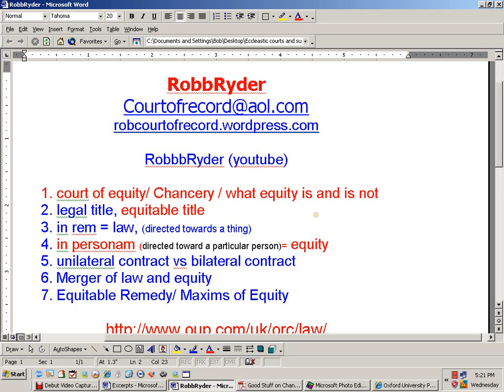What's the difference between a unilateral contract versus a bilateral contract? Merger of law and equity, equitable remedy, maxims of equity. Wonderful stuff, right? I know you're all waiting to hear this. But let's start with the foundation a little bit, because there are things I want to add to it, but this will help, I think, especially for a lot of people who may be kind of new to this topic.